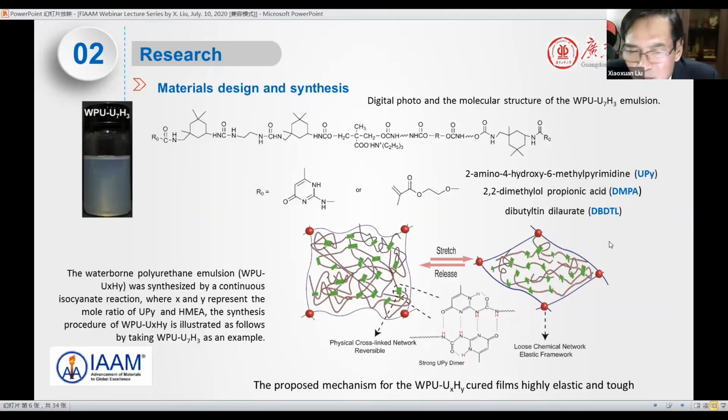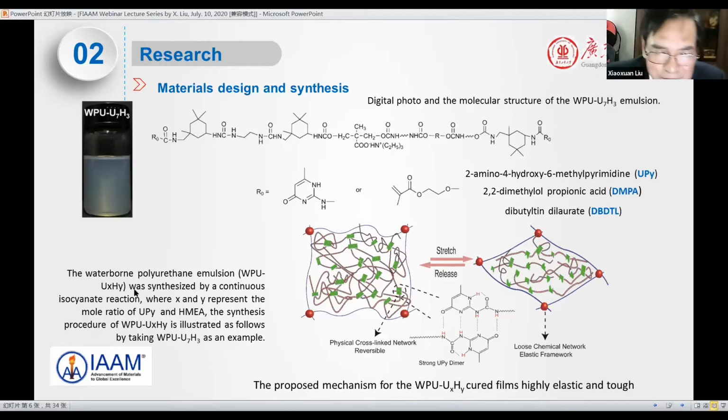the flexible waterborne polyurethanes, and this is the proposed material: waterborne polyurethane PU, UxHx films, highly elastic and tough. They have elastic toughness. This is the mechanism.